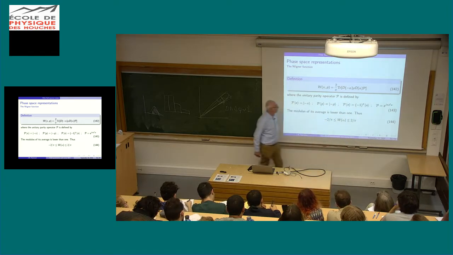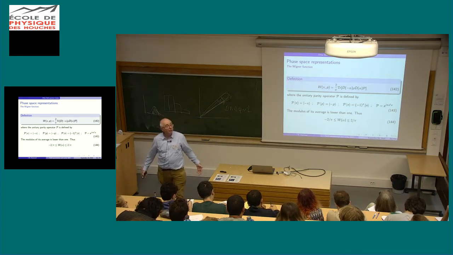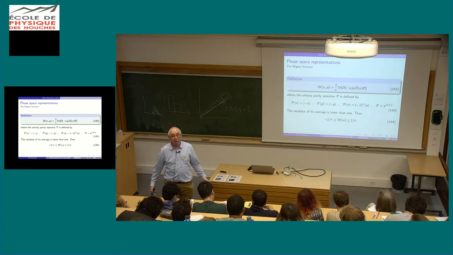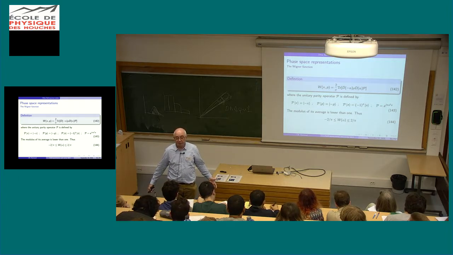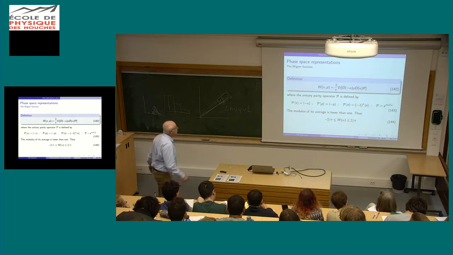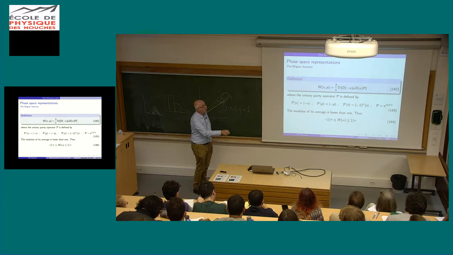So it's a very simple operator, and it turns out that it's measurable. It's a Hermitian operator. And you will see later in the cavity QED lectures how we can design a direct measurement of this operator. In other words, the Wigner function, you can measure it. Displace and measure the parity operator. That's all you need.